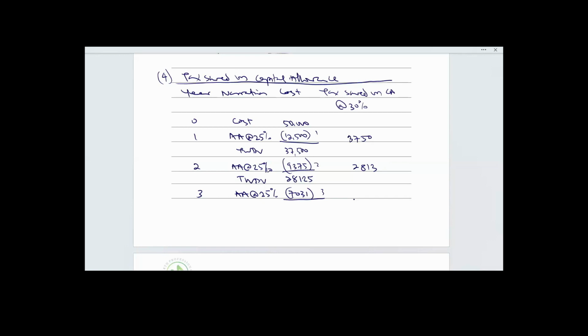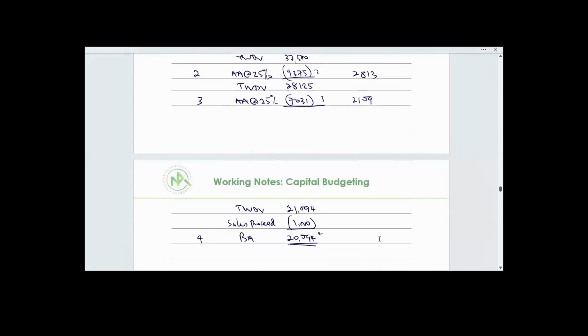Then for the third year, 7031. 7031 multiplied by 0.3 equals 2109. Year 4, we have a balancing allowance of 20,094. 20,094 multiplied by 0.3 equals 6028. Here is 6028. If I like, I can add up all my tax saved on capital allowance.